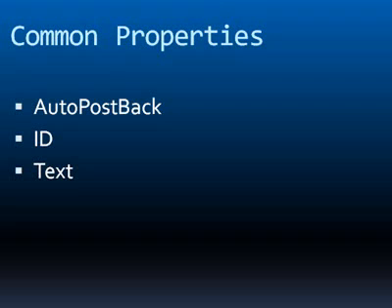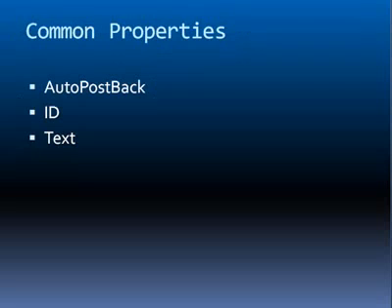The ID is simply the name of the control. So instead of text box 1, it's text box first name. And then the text is the actual value you want to show in the text box or the button. Usually in a text box, you'll have nothing in the text field. In a button, it'll be the name of the display that you want in the button, so the submit button or the OK button, for example.